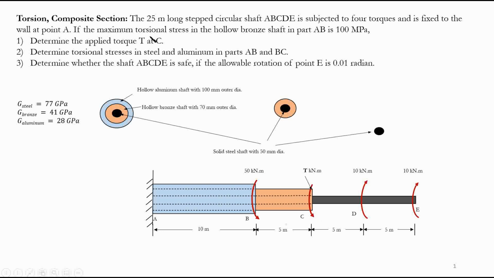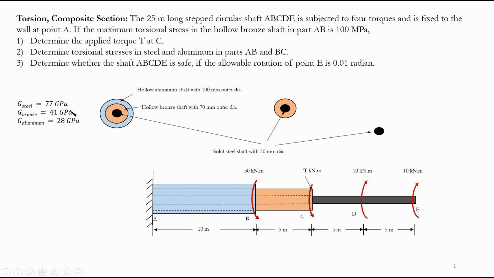Basically, this means find the maximum T that can be applied based on the information that's given. Determine the torsional stresses in steel and aluminum in parts AB and BC. So basically find the maximum stress in any of the materials in these two portions, and determine if the shaft is safe, if the allowable rotation of point E is given as 0.01.